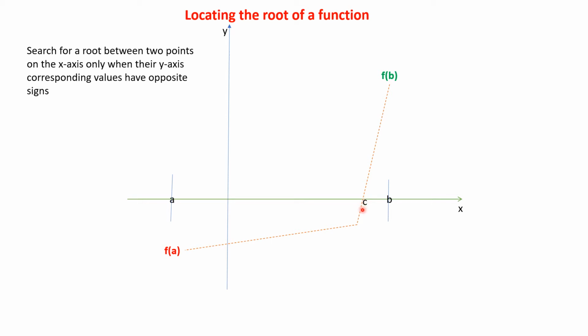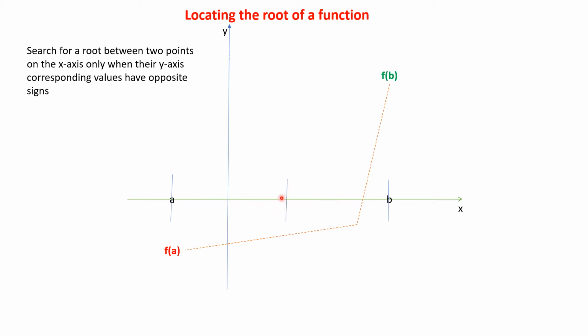Now let's just assume that we don't know where the root is and we want to search for the root between a and b. So let's get rid of c. So c disappeared. Now it's a strategy. Our strategy is to make sure that we search only when the endpoints have opposing signs. That means the sign of f of a is negative, the sign of f of b is positive, so both have opposite signs, and now we are qualified to go ahead and search between a and b for the root.